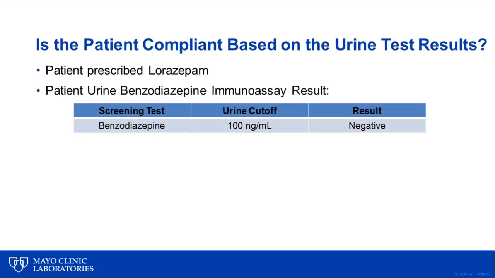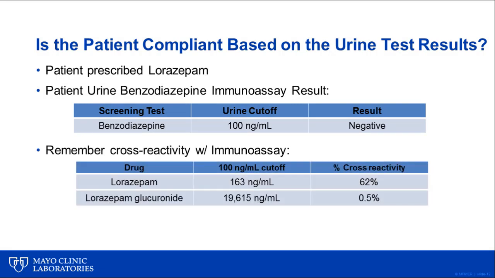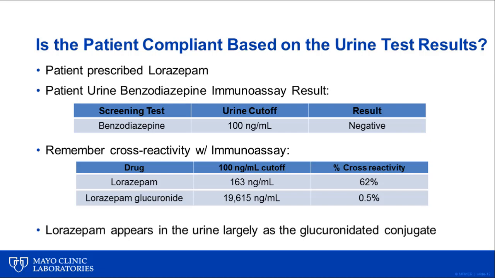However, the benzodiazepine immunoassay test result was negative. The physician must remember and understand the limitations of the immunoassay. They should contact the lab to determine the cross-reactivity of the immunoassay used with the prescribed benzodiazepine. The clinician must also remember that most benzodiazepines appear in the urine as the glucuronidated form, and this assay has a very poor cross-reactivity to lorazepam glucuronide. Therefore, this result could be a false negative result, since the concentration of lorazepam glucuronide would have to be greater than 19,615 nanograms per ml to give a positive result.